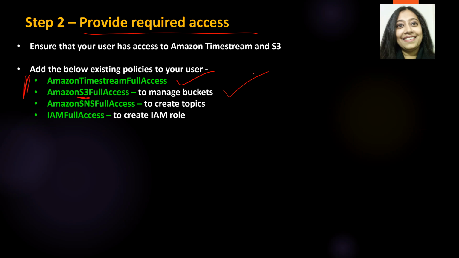As far as SNS and IAM are concerned, if you cannot get full access for whatsoever reason, ensure that you have the ability to create topics and to create an IAM role. In the best case scenario, just go ahead and associate these existing policies to your user. This is to ensure that you do not face any challenges while doing the lab. So we've completed step 2. In my case, I've already provided the required access to my user.